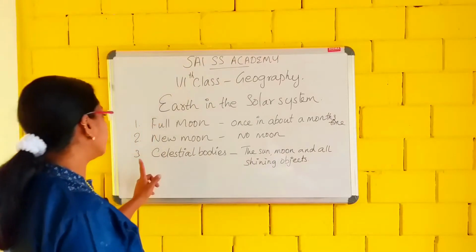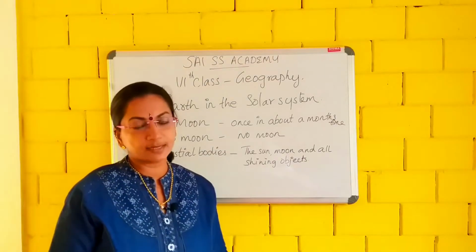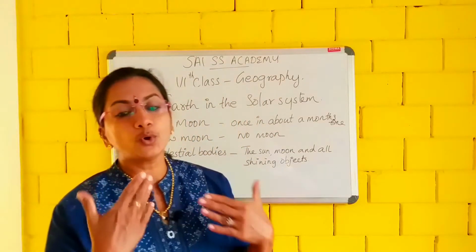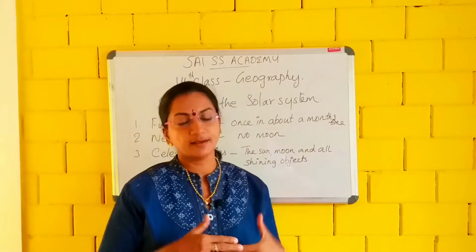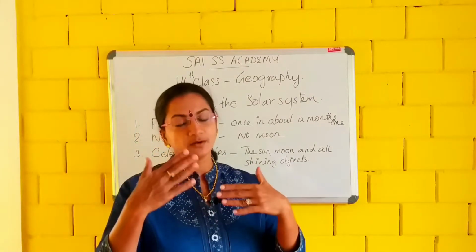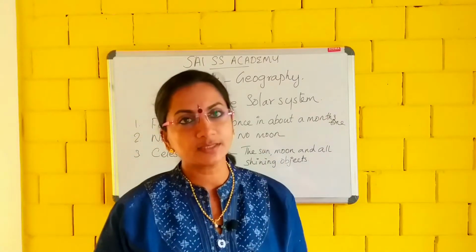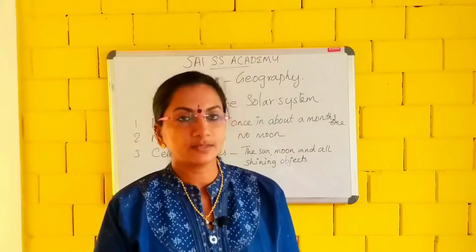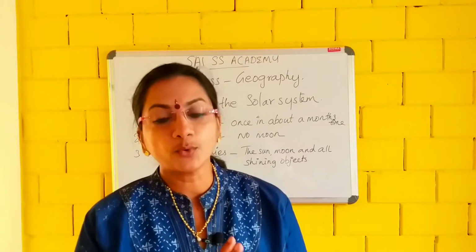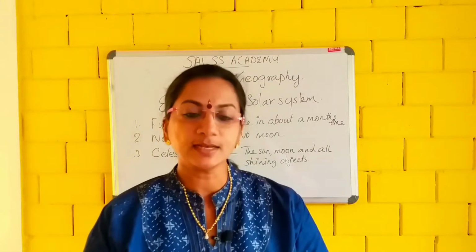Okay, so third we are coming to the point, celestial bodies. What is a celestial body? Celestial body means the sun, the moon and all those objects shining in the night sky are called celestial bodies. Whatever things are there in the sky at night and whatever things are shining, all those things together are called celestial bodies. So the definition we have to write: the sun, the moon and all those objects shining in the night sky are called celestial bodies.